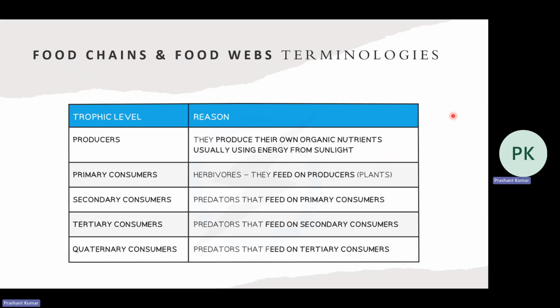So food chain and food web, there are some terminologies. Let's go one by one again, though we've already discussed them. Producers produce food, organic nutrients such as glucose. Primary consumers feed on producers. Secondary consumers feed on primary consumers. Tertiary consumers feed on secondary, and quaternary consumers feed on tertiary organisms.